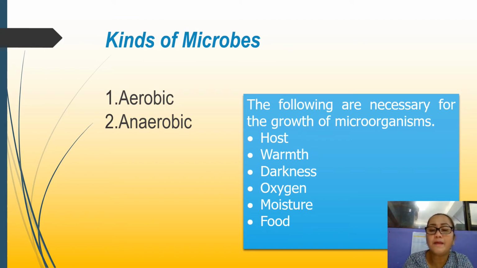Second is your warmth, and warmth meaning init or warm-blooded. Darkness means ngit-ngit, oxygen for aerobic microbes, and microorganisms multiply very quickly in your highly moisturized area. Unsa man na siya highly moisturized area, katong mga tingot gamay, di ba? So, di paningot. And then, of course, your food.